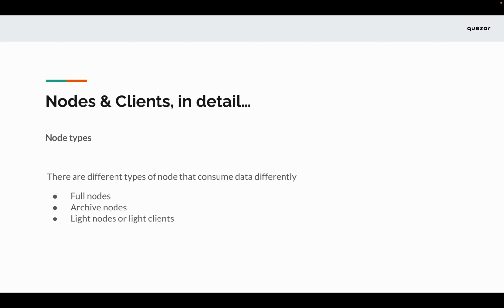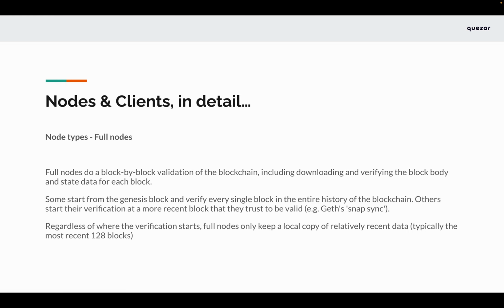Now, coming to the node types, there are three different types of node that consume the blockchain data differently. These are full nodes, archival nodes, and light nodes or light clients. So, full nodes do a block by block validation of the blockchain, including downloading and verifying the block body and state data for each block. Some of the full nodes start from the Genesis block and then verify every single block in the entire history of the blockchain, while some other nodes can start from any block in between that they trust to be a valid block.